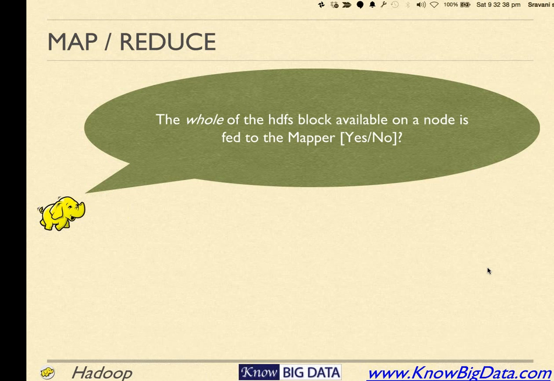One more question to all of you. There are a few more questions, so be ready. The whole of the HDFS block available on a node is fed to the mapper. Is that correct or wrong?